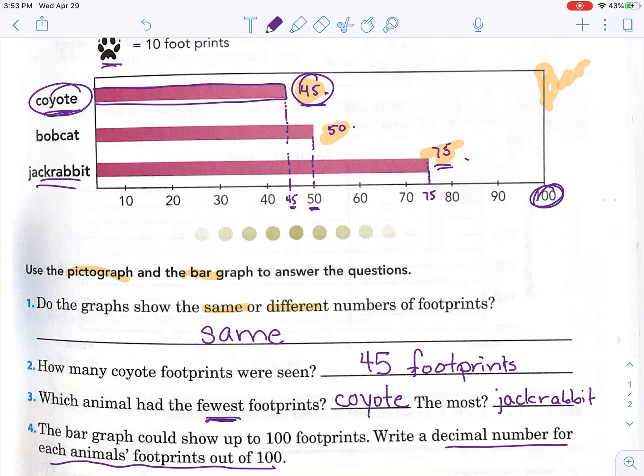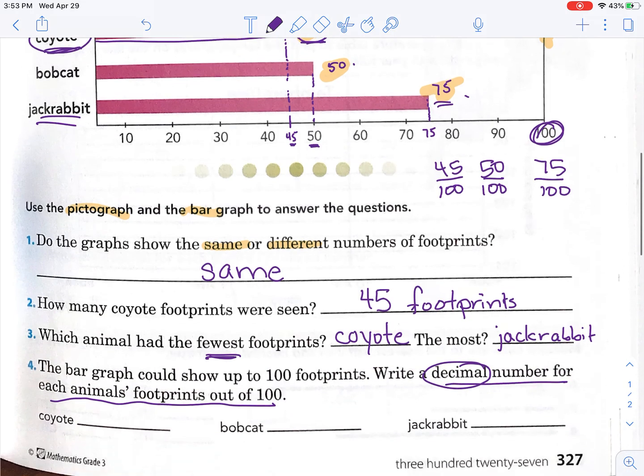So this would be, if we did it in fractions, the jackrabbit would be 75 out of 100. Now, this is not the answer for number 4, but I'm just going to say the bobcat would be 50 out of 100 if we were doing fractions. The coyote would be 45 out of 100, which would be a fraction, but it wants decimal. Remember how we read those? 45 hundredths, 50 hundredths, 75 hundredths.